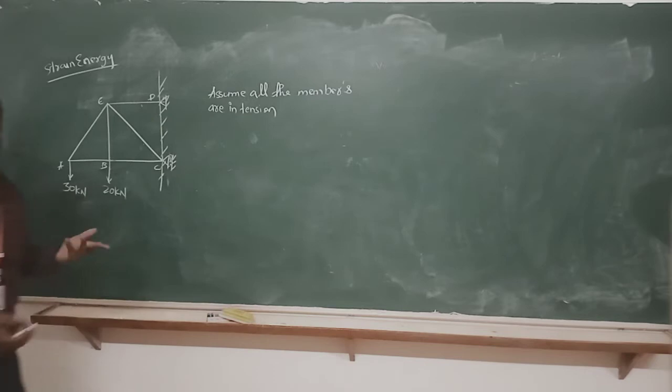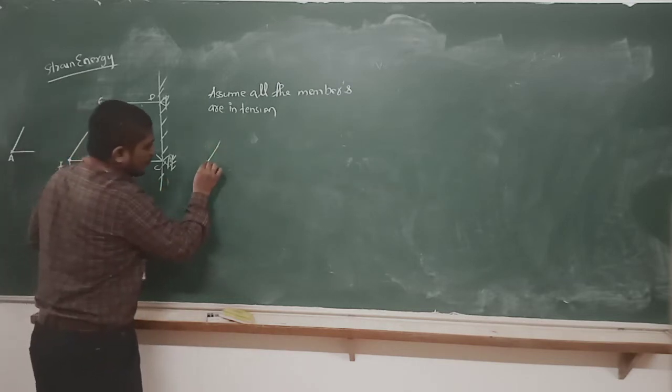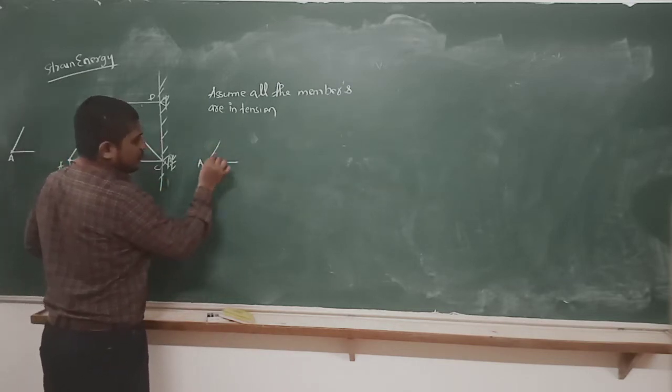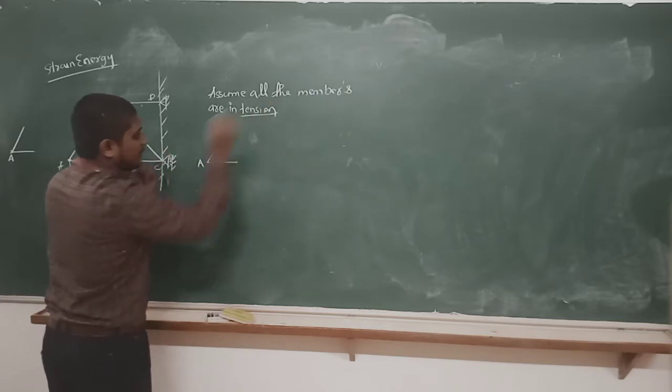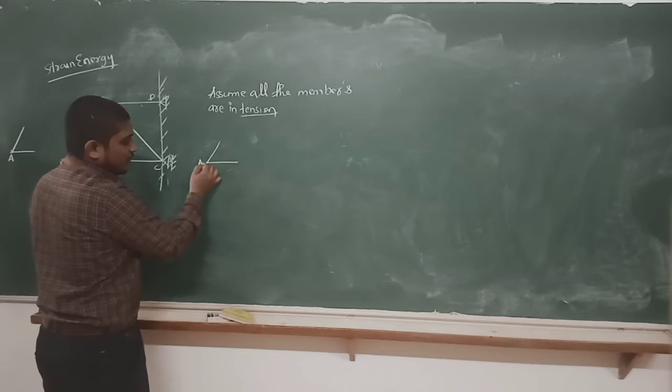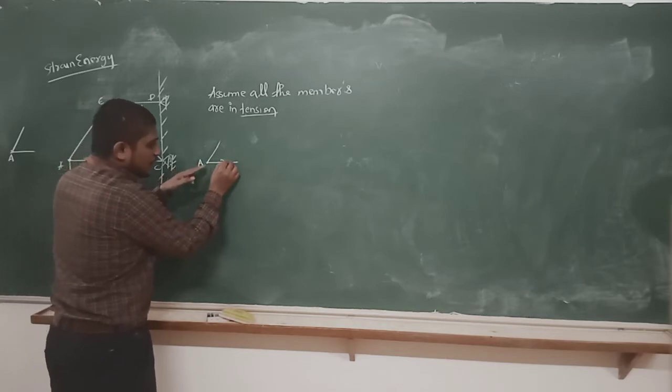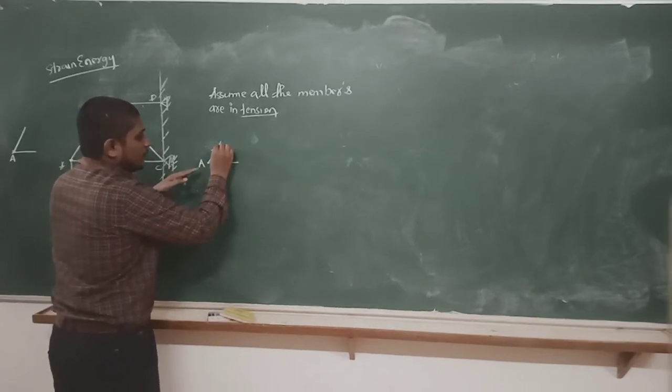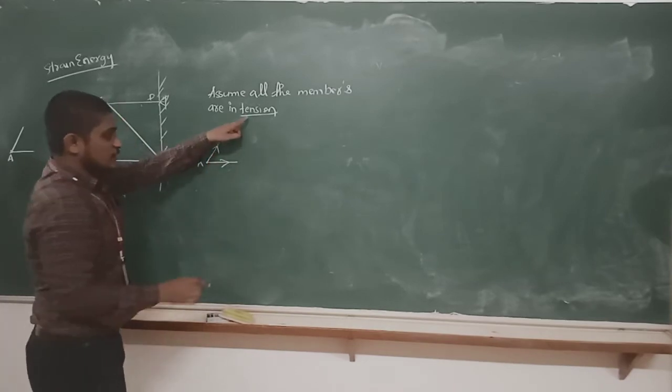Initially, we are assuming all members are in tension. As I told you, think of the joint. If I say this point is A, joint A, and I want to provide all members in tension, then when I say joint A, this member is connected and this member is also connected. So away from the joint, the arrow mark is very important. Away from the joint is tension.